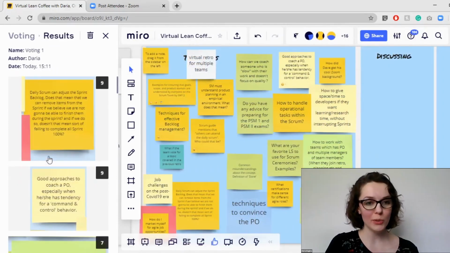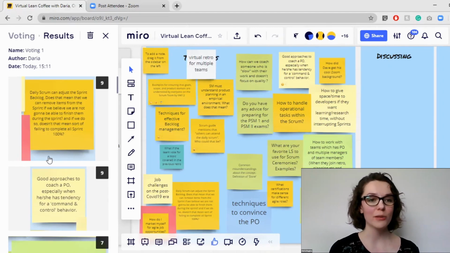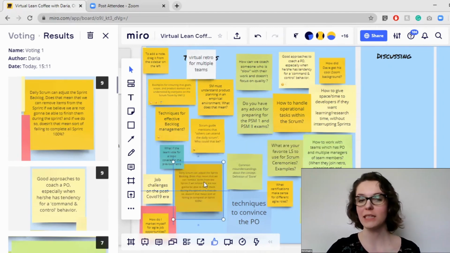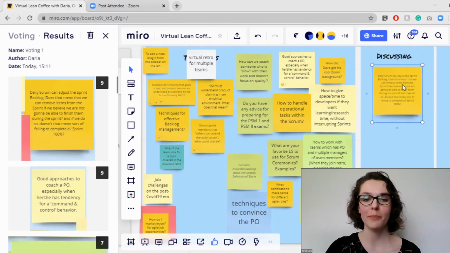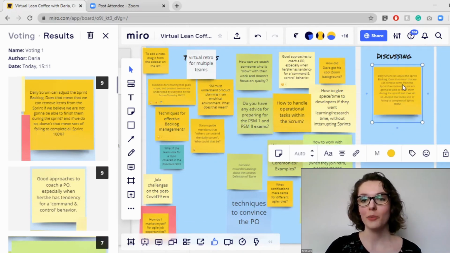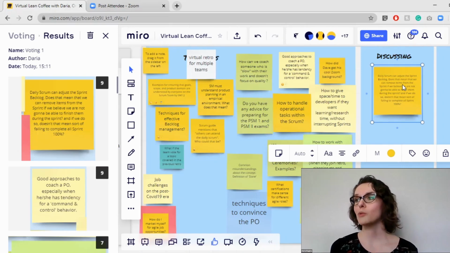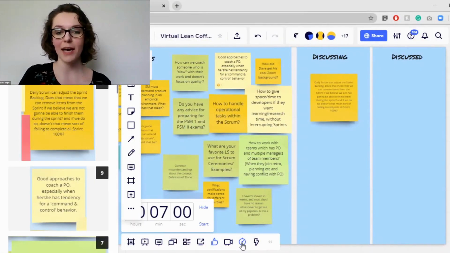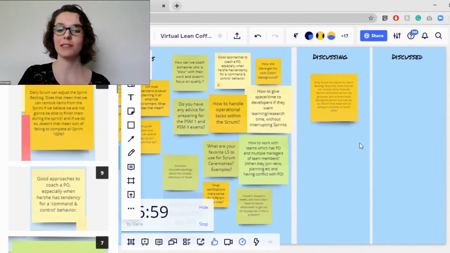We have two sticky notes with 9 votes. Let's just go with the first one I see in my list, which is the daily Scrum. And we can start discussing. So I would like to have some volunteers to actually join me in this discussion. Whoever would like to join, just raise your hand, either in chat or if you're on video in real life. Let's start the timer for us to actually start this discussion.